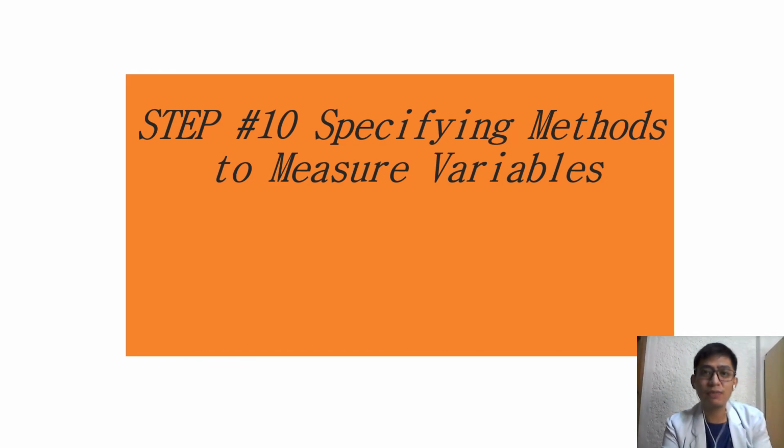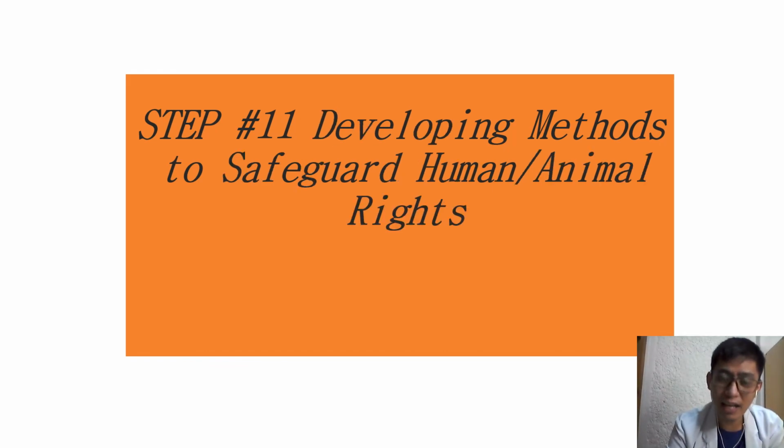Step 10 is specifying methods to measure variables. And last, developing methods to safeguard human and animal rights. So in this step 11, we will discuss the ethical principles that should be observed in conducting your study and how we as researchers can protect and observe these ethical principles, so that we do not harm our respondents and maintain their confidentiality, anonymity, and that trust relationship with our respondents.